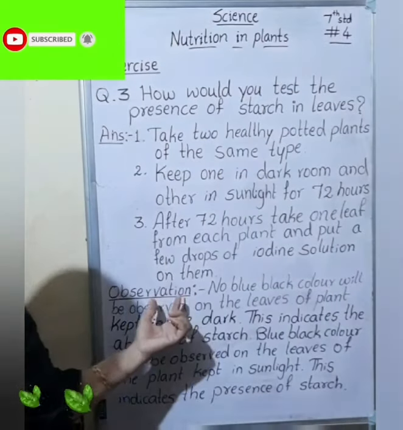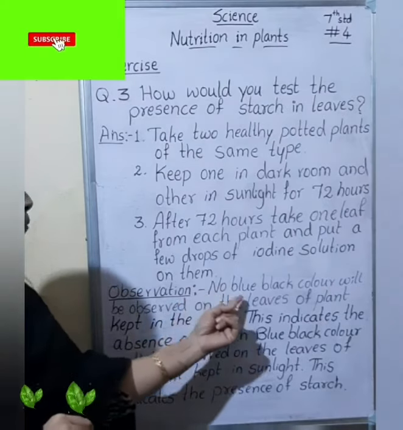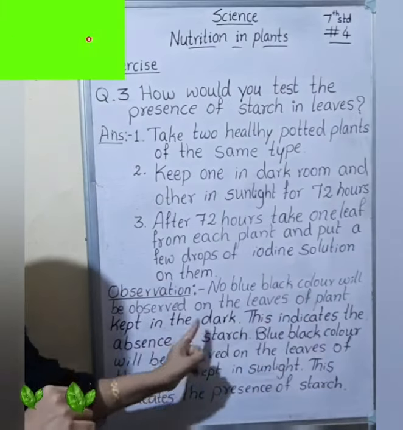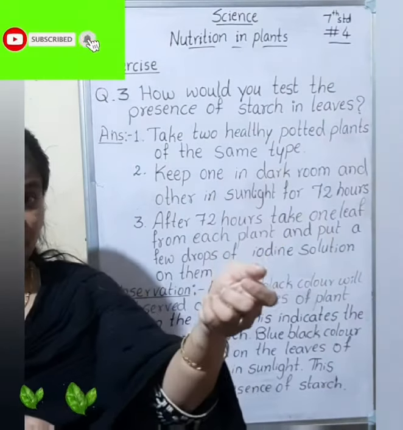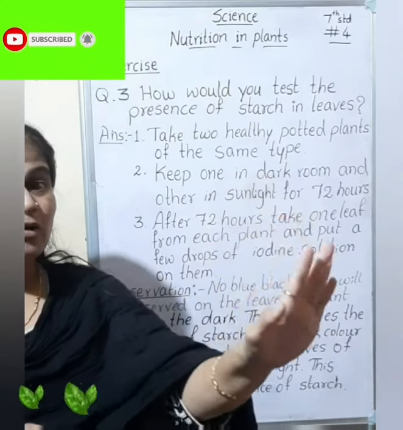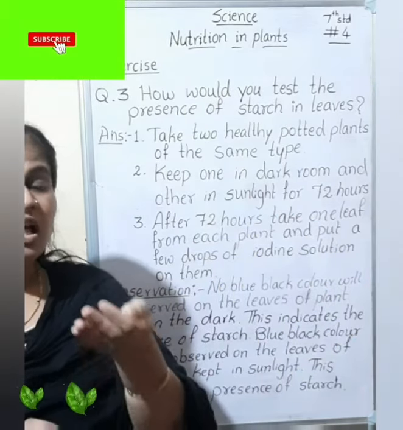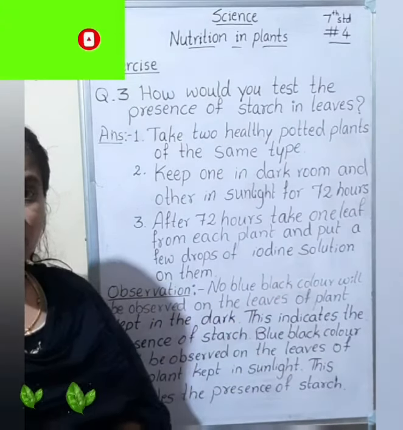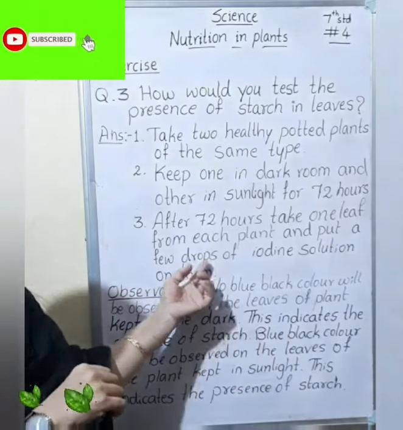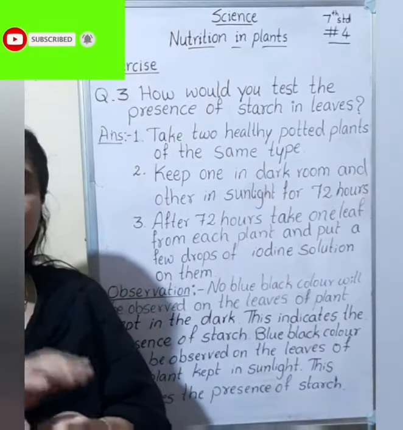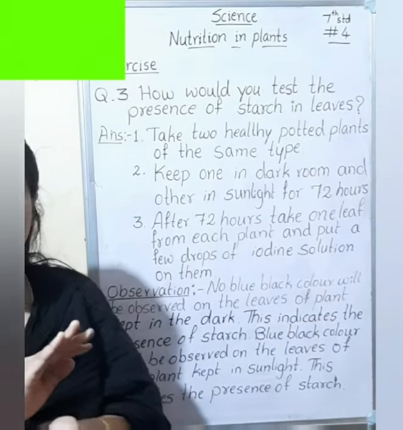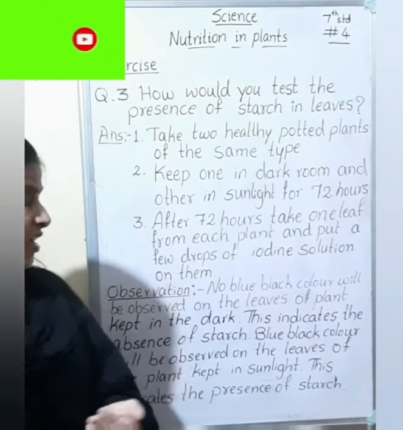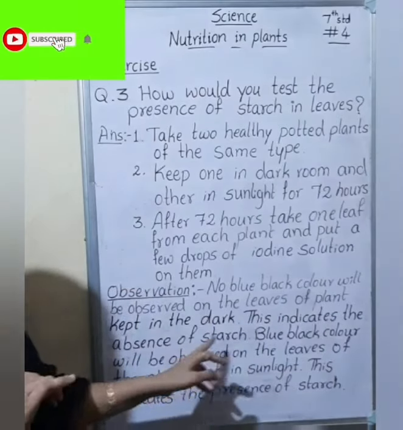Let's see what we get in the observation part. No blue black color will be observed on the leaf of the plant kept in the dark. So the leaf which we have taken from the plant that was kept in the dark for 72 hours will not give you blue black color. As we added the indicator, that is iodine solution, we won't get blue black color on the leaf which was kept in the dark for 72 hours. So what does it indicate? This indicates the absence of starch.